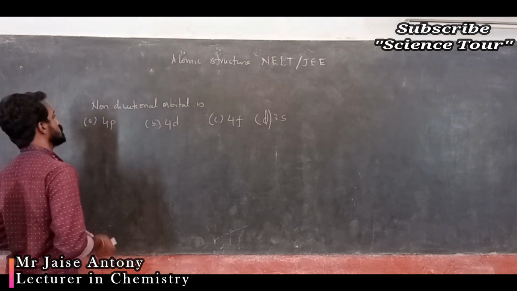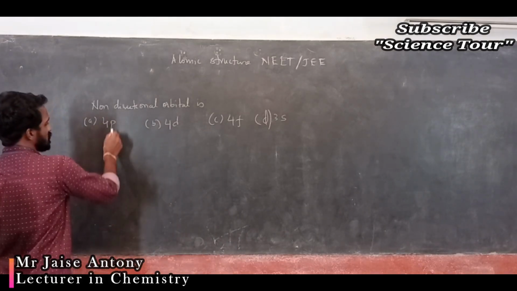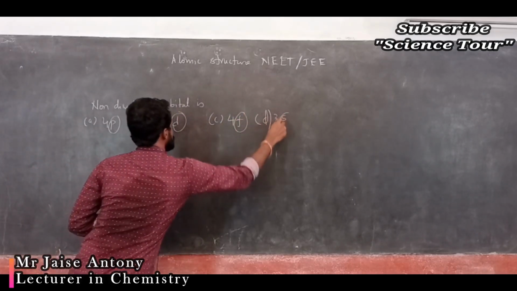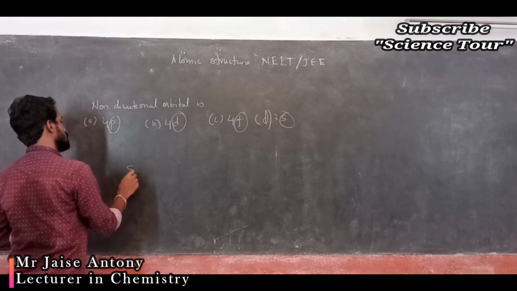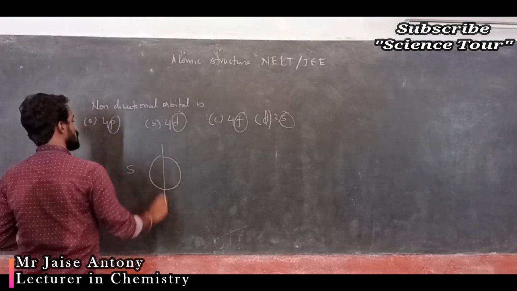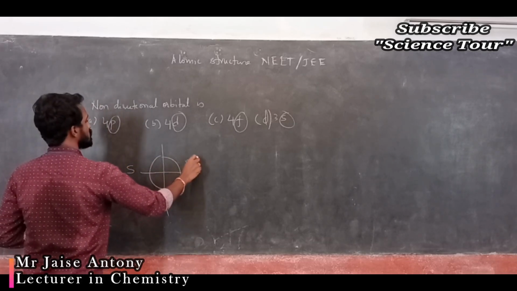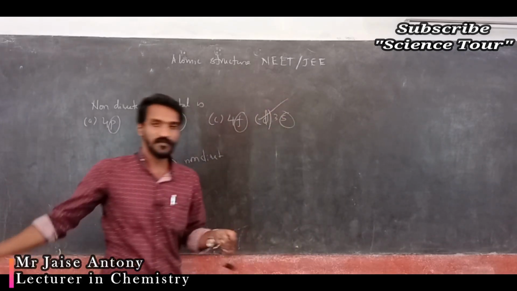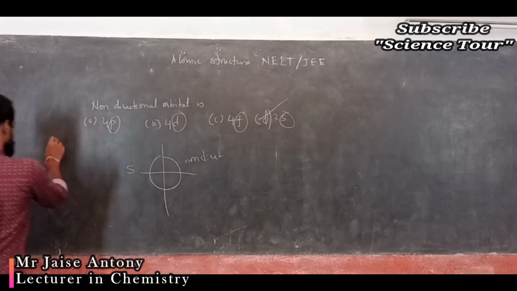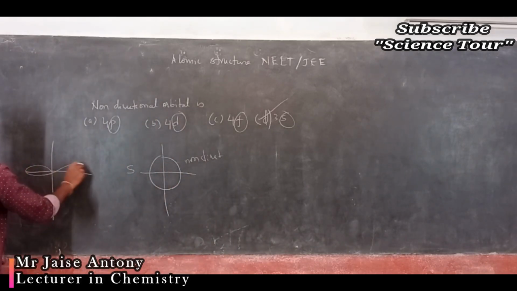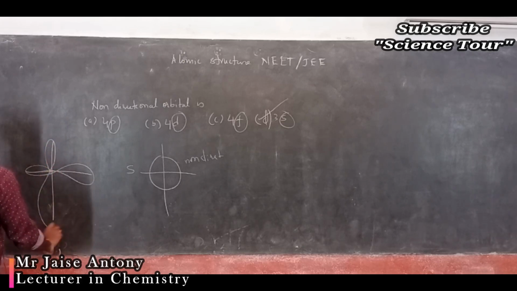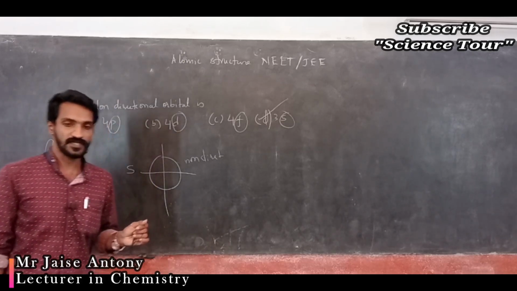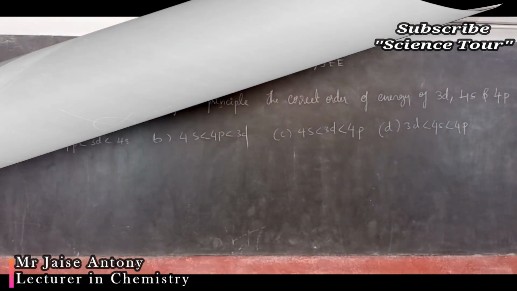My dear students, again one more question. Non-directional orbital: among 4p, 3d, 3s and so on, you are only considering p, d, f, s. S is spherical in shape, so there is no direction for s. The non-directional orbital is s. Answer D is correct. The remaining are directional, for example p, along the x-axis, y-axis: px, py, like that. Understood? Only the s orbital is non-directional, spherical in shape. Right, my dear students, next question.